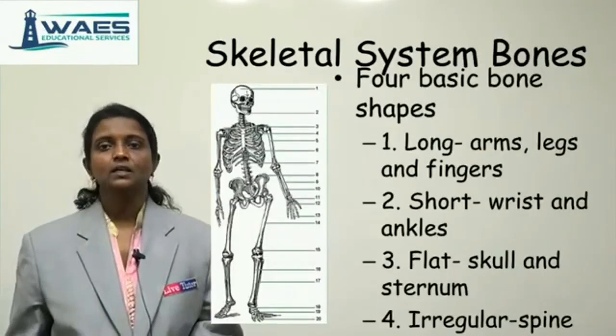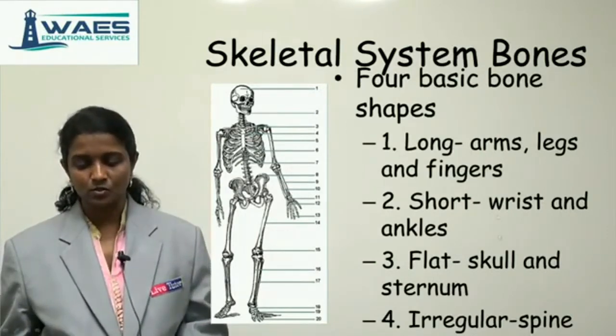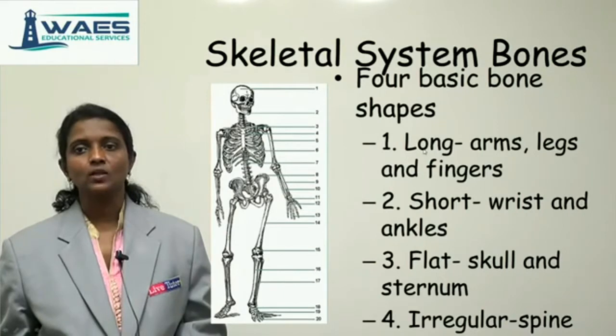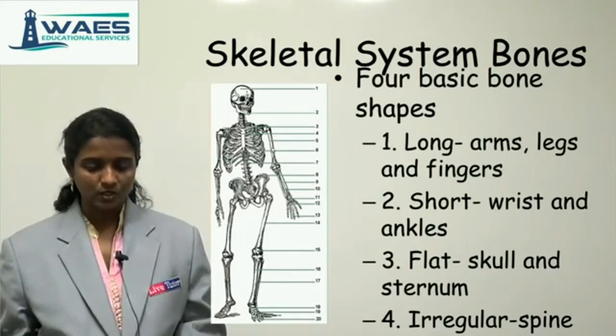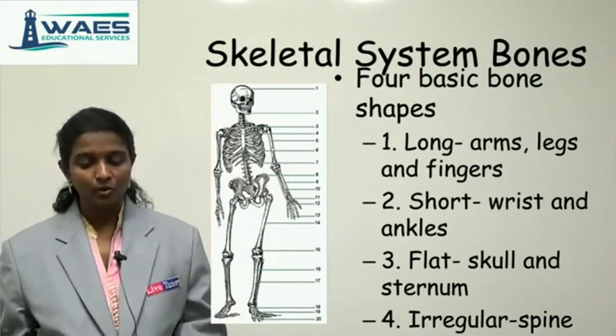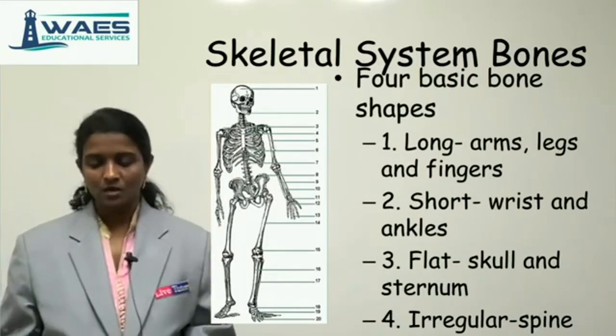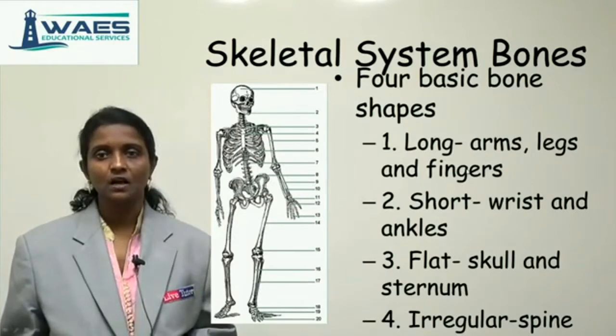Now let us look at the four major types of bones. The first is long bones, as you see here. This one is a long bone, this one is a long bone. You call this bone the femur, this is the tibia, this is the humerus. Those are long bones. Bones of the arms, legs and fingers are referred to as long bones.